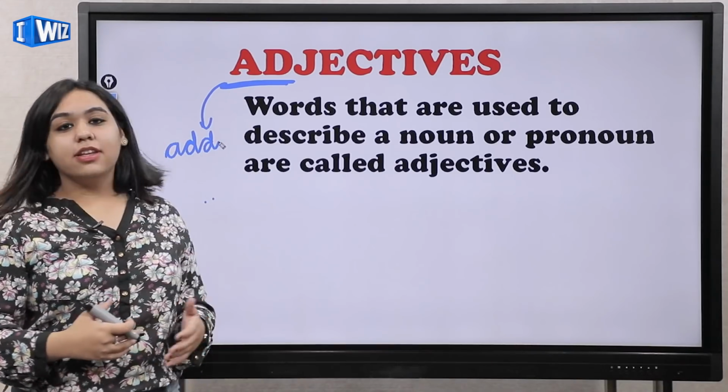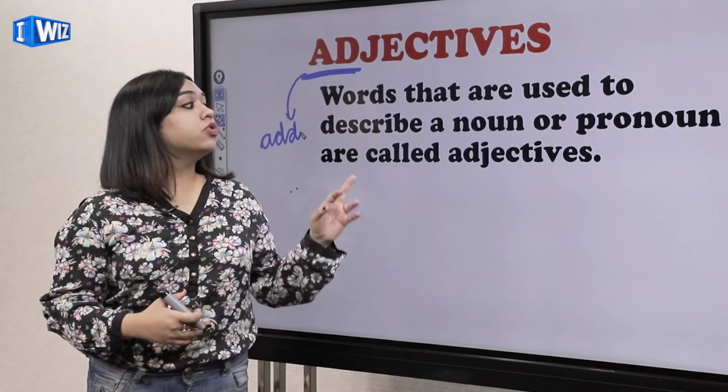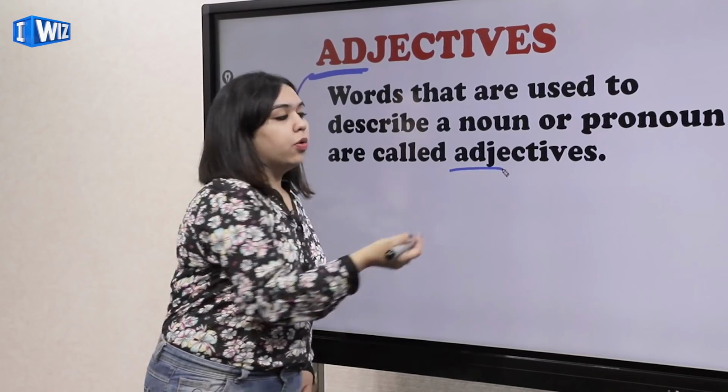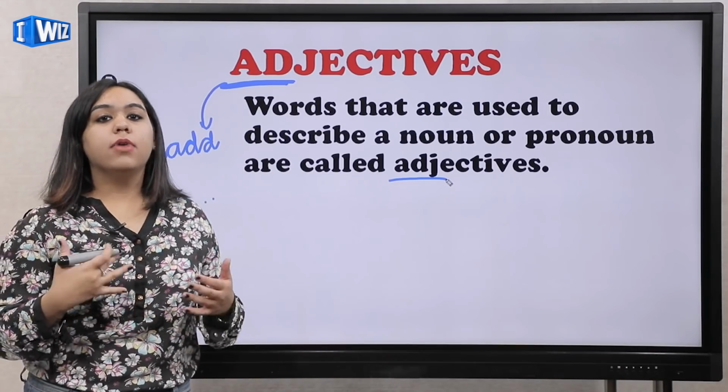Okay, so let's read the definition. Words that are used to describe a noun or a pronoun are called adjectives. Okay, so we are going to describe nouns and pronouns.